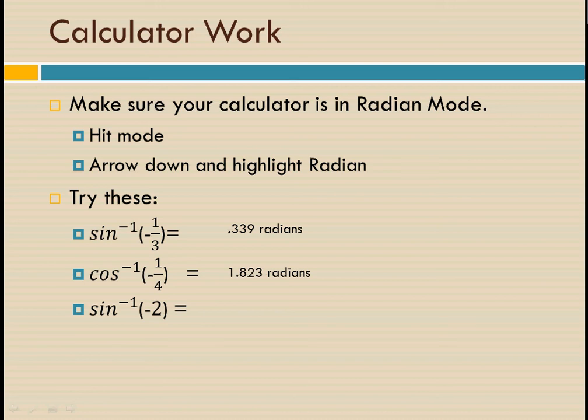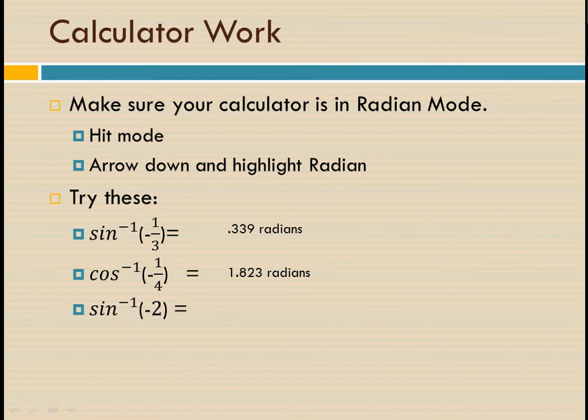Sine inverse of negative 2. Type that in your calculator. What that is asking you is what angle between negative pi over 2 and pi over 2 has a sine equal to negative 2? Think about your unit circle. We're not even putting it in the calculator. Think about your unit circle.